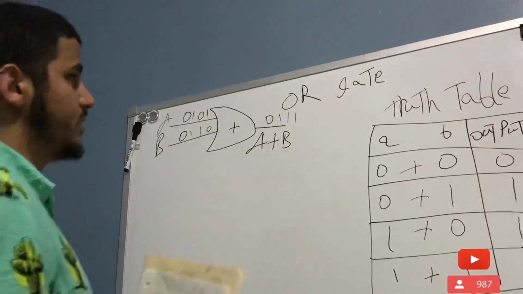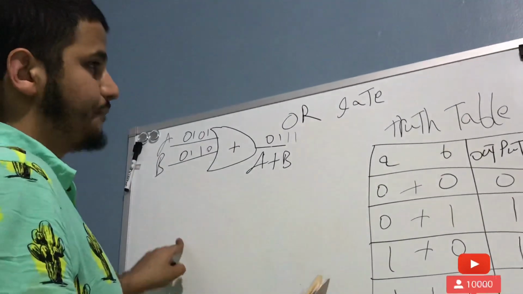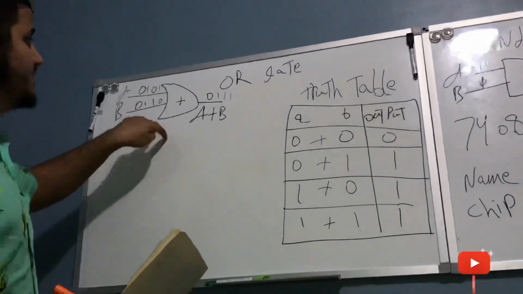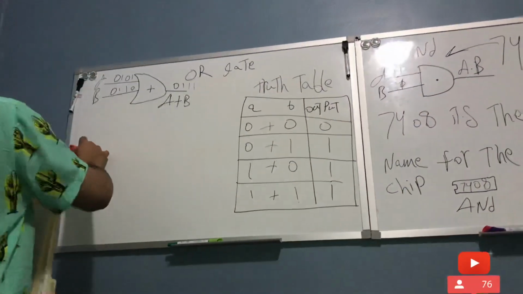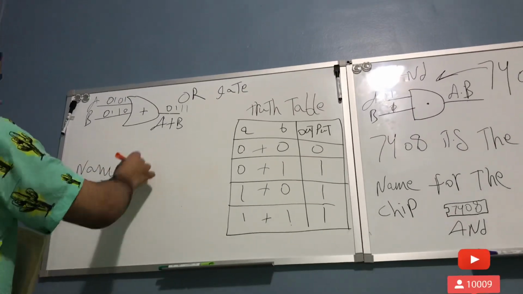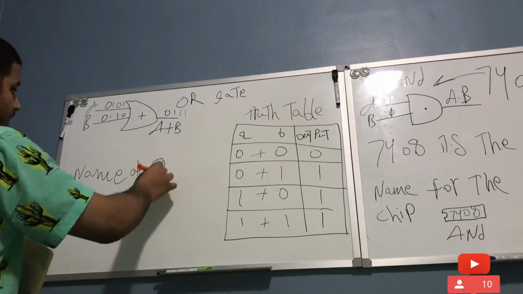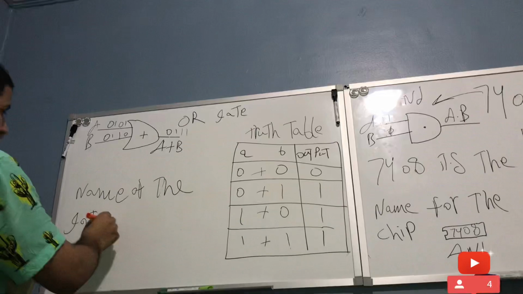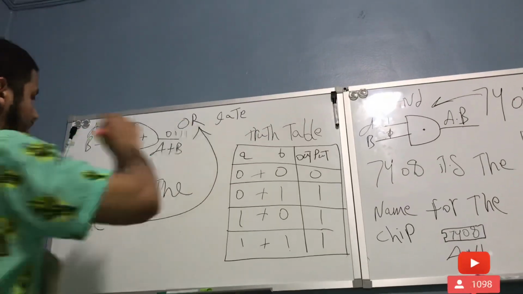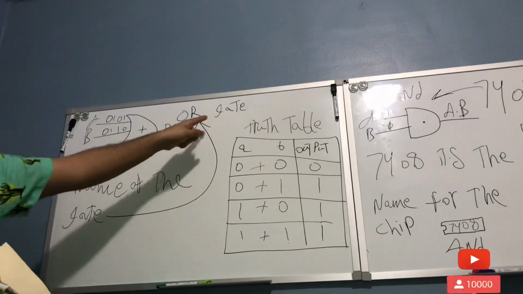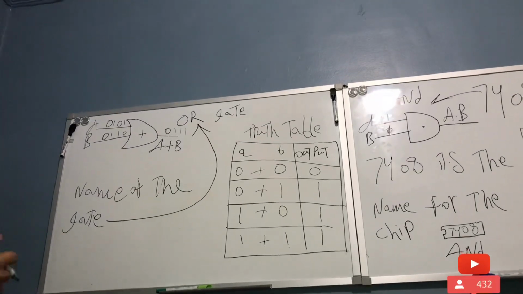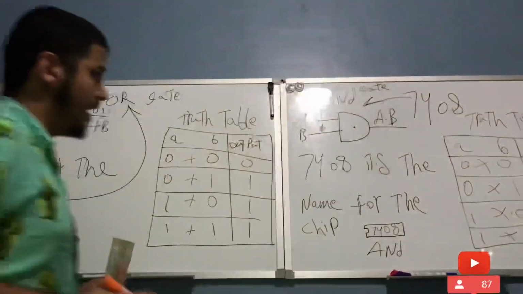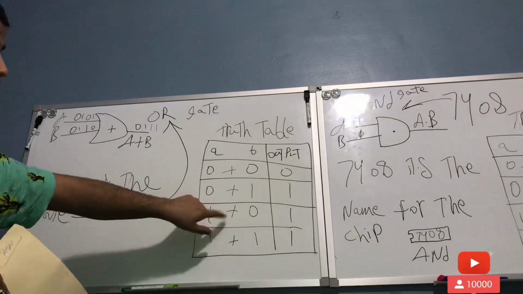You know what? I'm going to explain that later. You don't need the number of it. That's all you need: the gates, the basic gates. That's the name of the gate right here, the OR gate. And this is the name for this, the AND gate. That's the name for it, and that's the truth table.